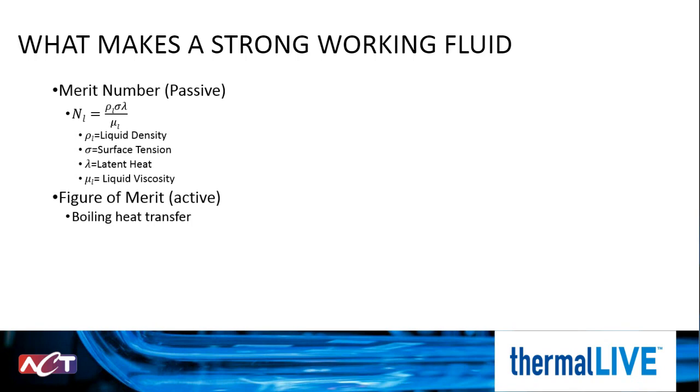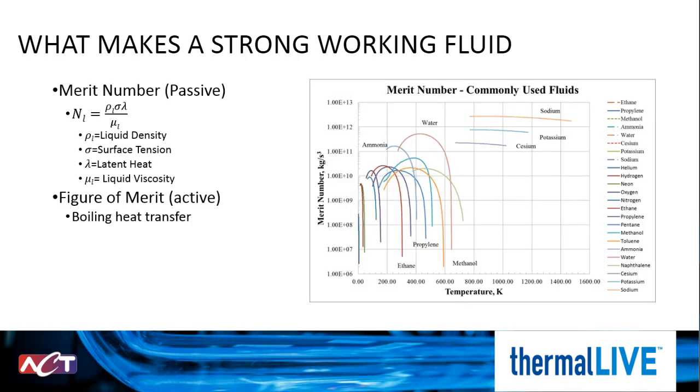For a passive solution, we look at the merit number. A high merit number is equivalent to a strong passive working fluid and is identified by the liquid density times the surface tension times the latent heat all over the liquid viscosity. The figure on the right shows fluids with strong merit numbers. As you can see, water has an extremely high merit number compared to other common fluids. This is because of the high latent heat value and the high surface tension.